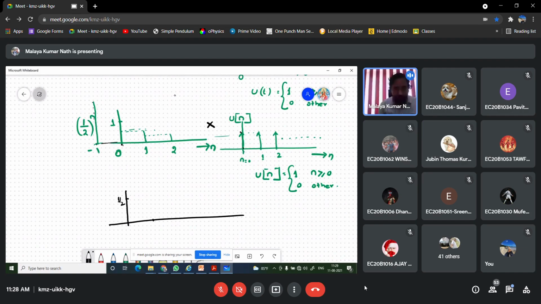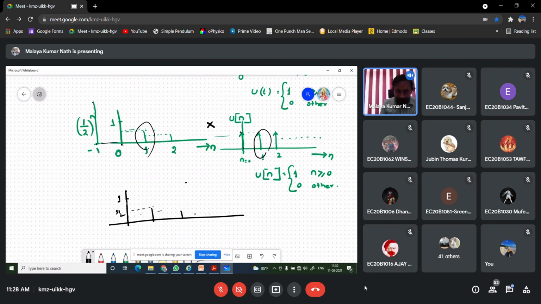Similarly, the value at this point gets multiplied with the value at this point. So that will give rise to how much? This is equal to 1. Then this will be equal to half. Then again it will be multiplied with the value at n equal to 2, so that is equal to 1 by 4, like that. So this is the way we are doing it. So this gets multiplied, and this process will continue.